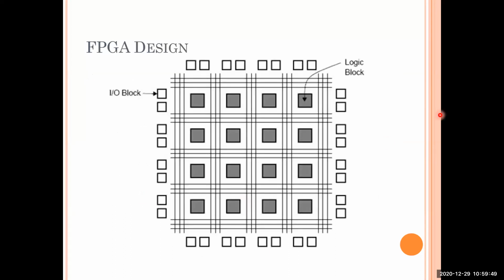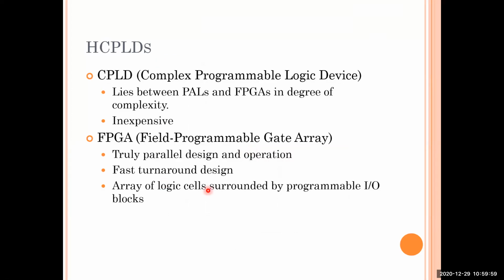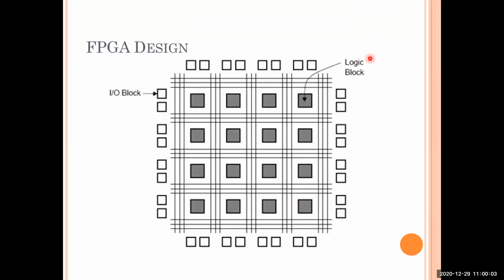So this is how it looks. FPGA board, you can see here. This is a complete block. It's a logic block. These are the input and output blocks. Well, just now I told you in the previous one, array logic is surrounded by the programmable input output blocks. This is the surrounding of input output blocks around these logic blocks.